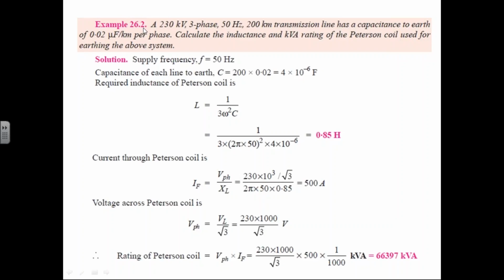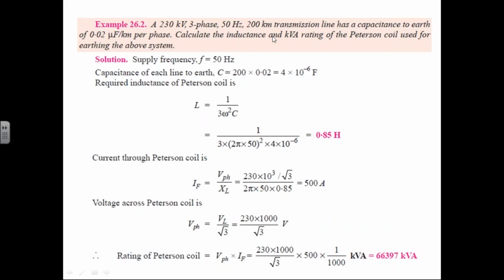The given data is the transmission line length of 200 kilometers and the rated voltage of 230 kilovolts 3-phase. Capacitance per phase per kilometer is 0.02 microfarads. First we calculate the total capacitance per phase for the whole length of the line, that is the total distance multiplied by the capacitance per phase per kilometer, 200 into 0.02. So it equals 4 into 10 power minus 6 farads, or 4 microfarads.